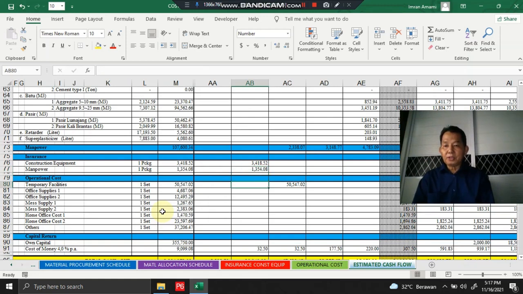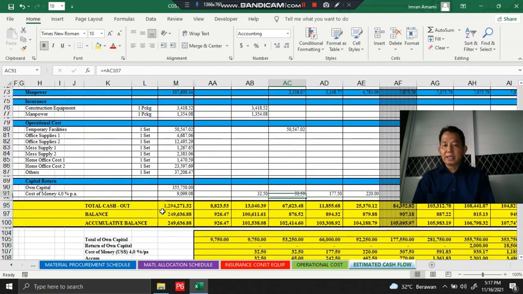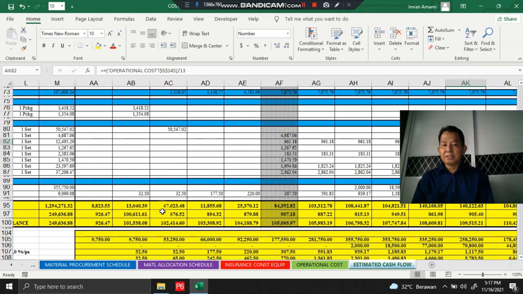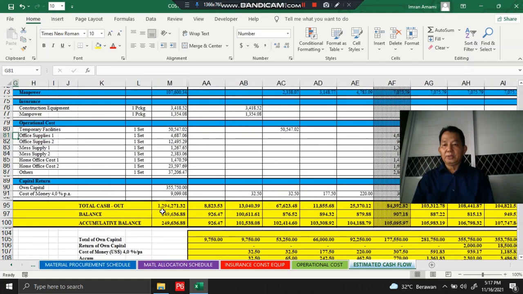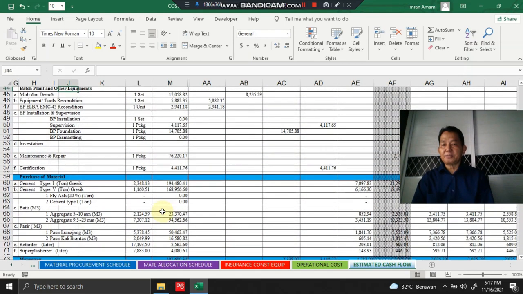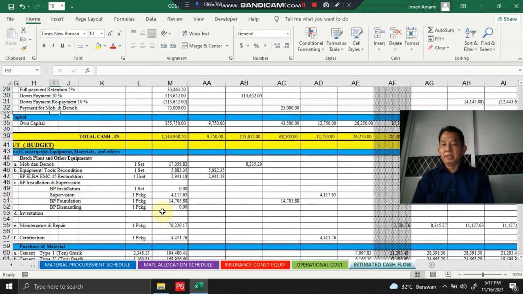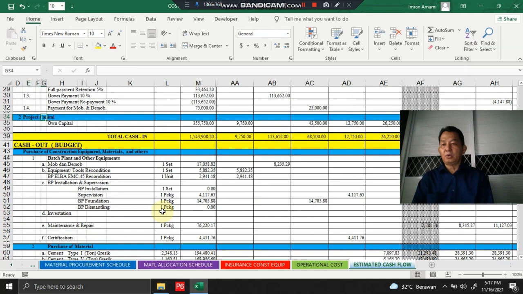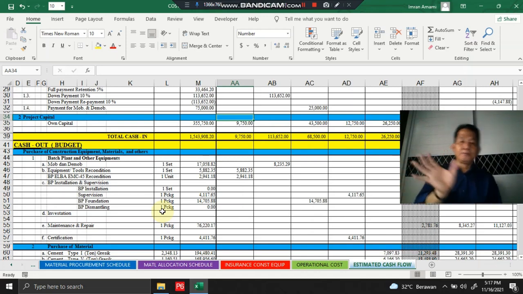And then this is for temporary operational cost, especially for temporary facility. We allocate this 3 months before the first month of concrete supply. And the mesh supply, we allocate together with the first month of concrete supply. And as said above, in this cash flow, we use the project capital, or own capital, the company capital invested for this project.